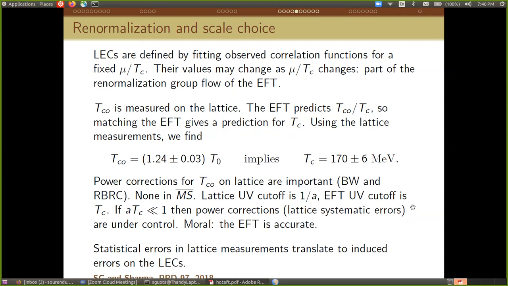Okay, so that's it. Just to throw in a remark, you have statistical errors in the lattice measurement. So when you use the lattice measurements to fix the LECs, then of course those errors induce errors in the LECs that you get. Although there's no theoretical error on the loop calculations that you're doing, the lattice errors get reflected in the errors in the LECs.